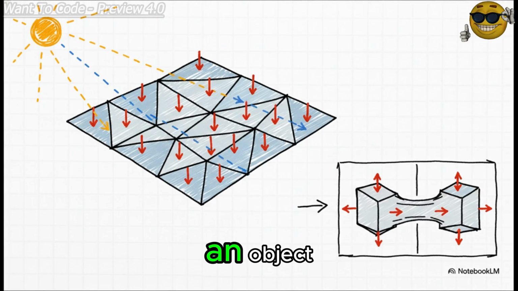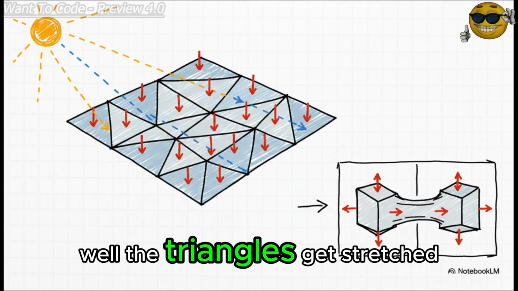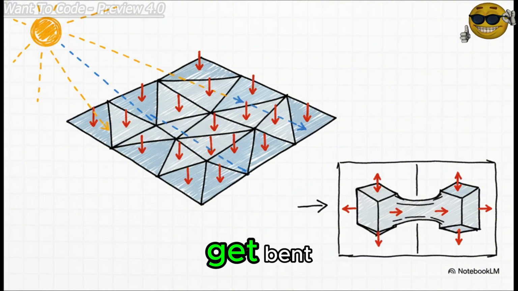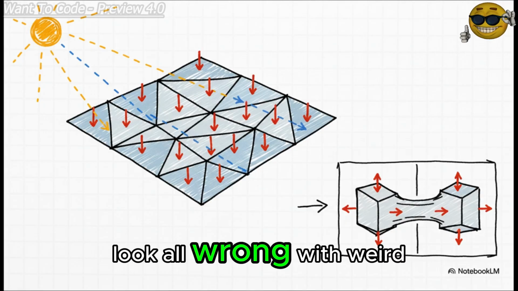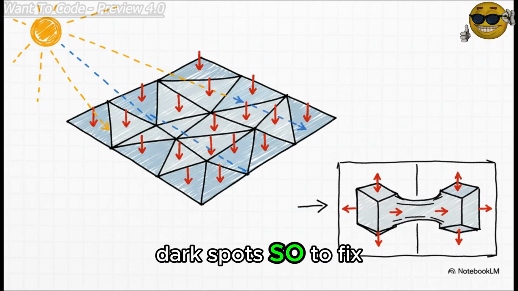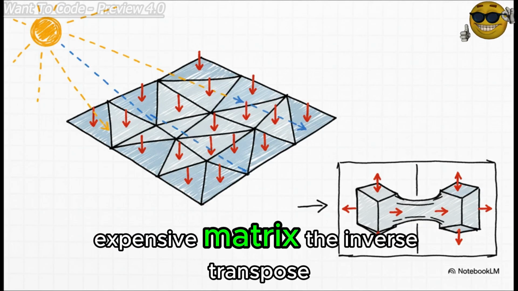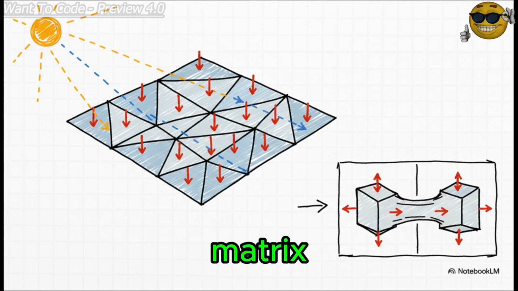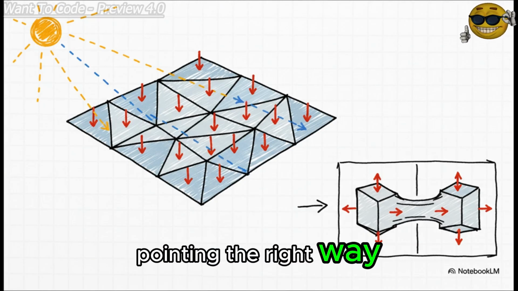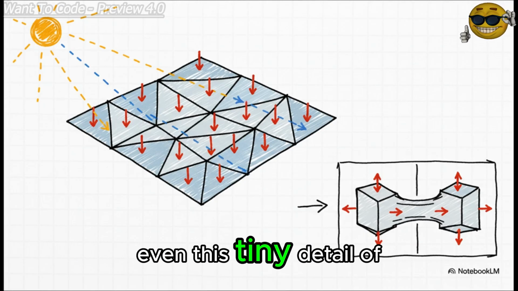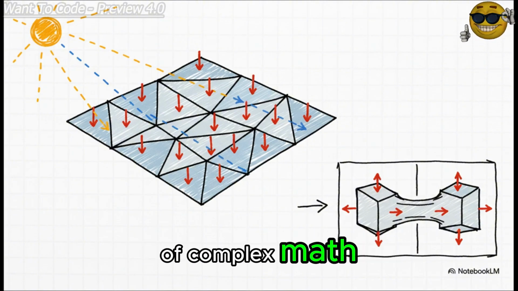What happens if you take an object and you stretch it out to make it taller or wider? Well, the triangles get stretched, but the normal vectors can get bent and end up pointing in the wrong direction. This would make the lighting look all wrong, with weird dark spots. So, to fix this, the computer has to use yet another special expensive matrix, the inverse transpose matrix, just to fix all the normals and make sure they're always pointing the right way. The point is, even this tiny detail of getting the light right requires its own special layer of complex math.